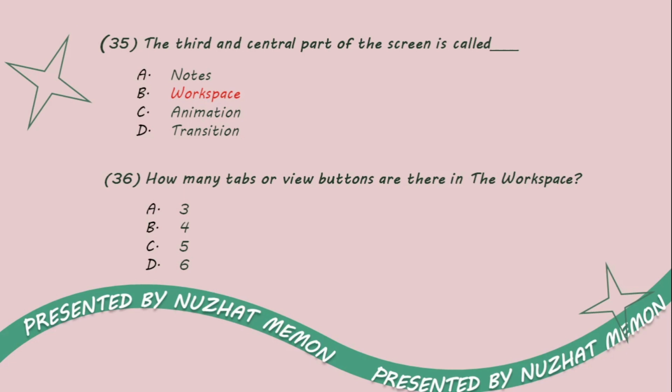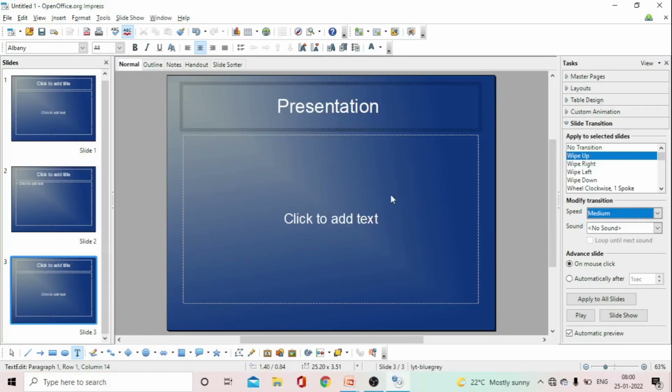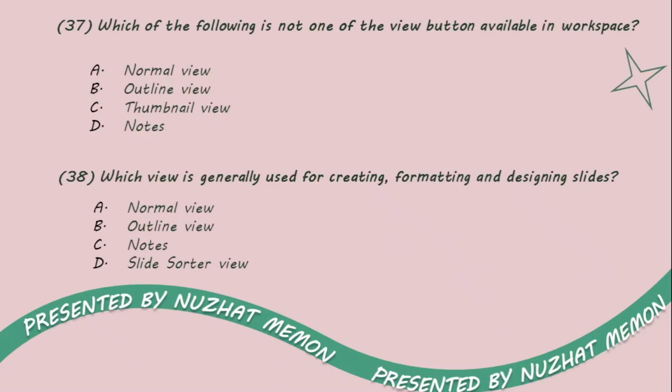36. How many tabs or view buttons are there in the workspace? So there are 5 tabs. Let's see which are they. So this is known as workspace, and there are 5 tabs. First is normal, second is outline, third is notes, then handout, and slide sorter. We will see them one by one. Next question, 37. Which of the following is not one of the view buttons available in workspace? So yes, thumbnail view is not there.